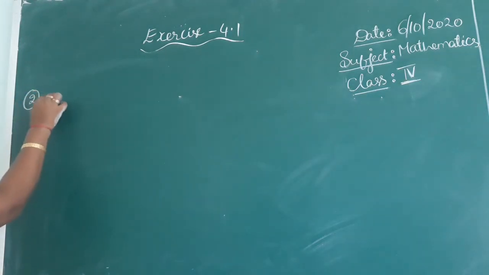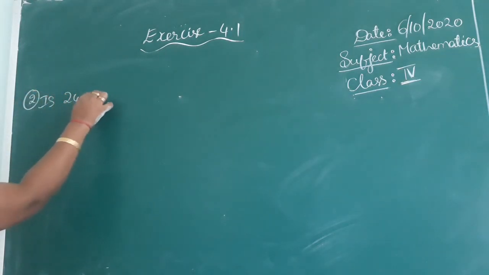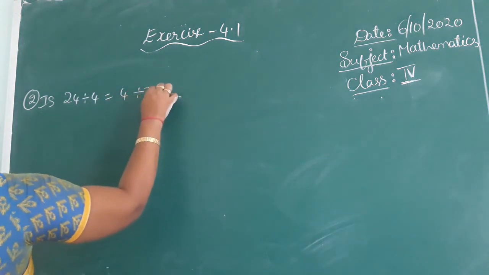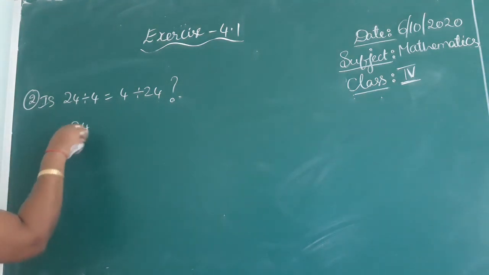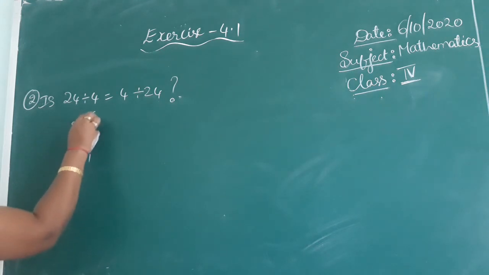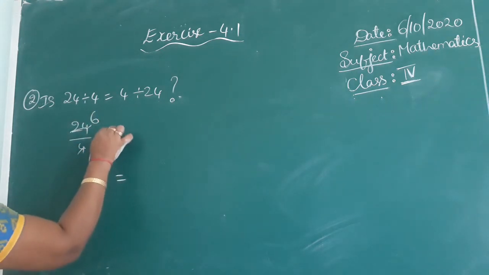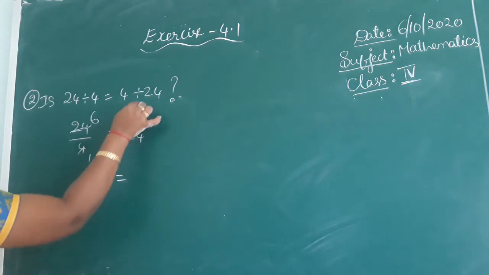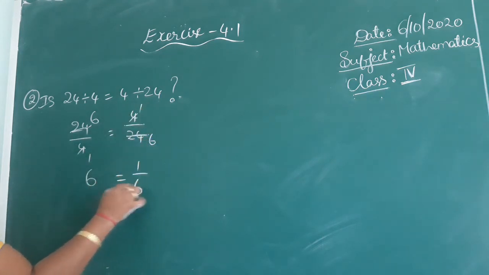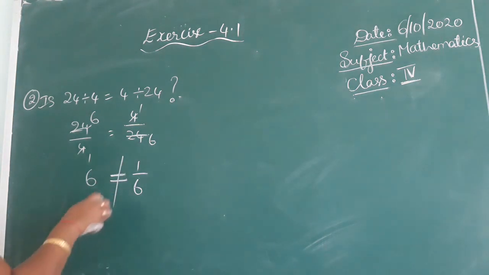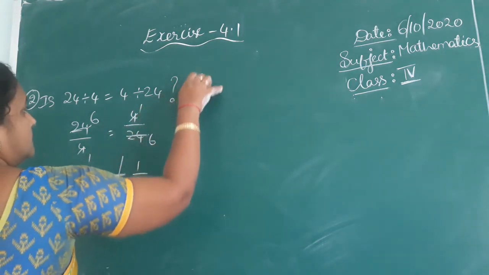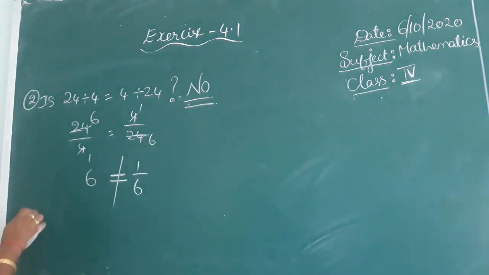Second one. Is 24 divided by 4 equal to 4 divided by 24? Is it possible or not? They are asking. Once I check: 24 divided by 4, 4 sixes, the answer is 6. Here 4 divided by 24, 4 ones, 4 sixes, 1 by 6. Is 1 by 6 equal to 6? No. So the answer is no.